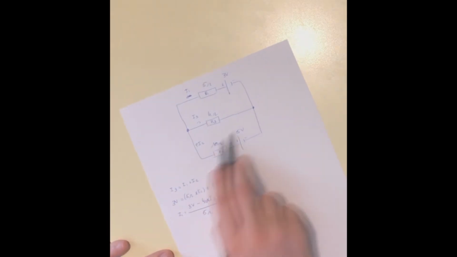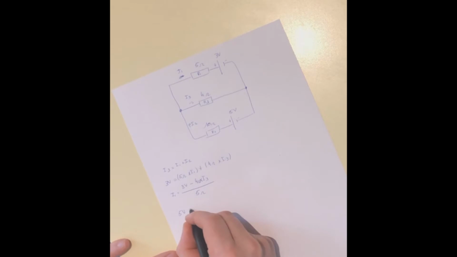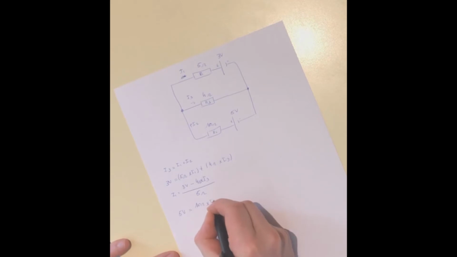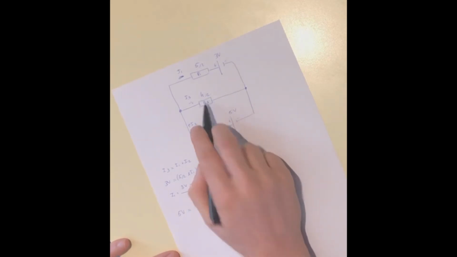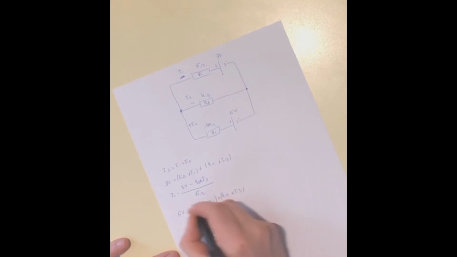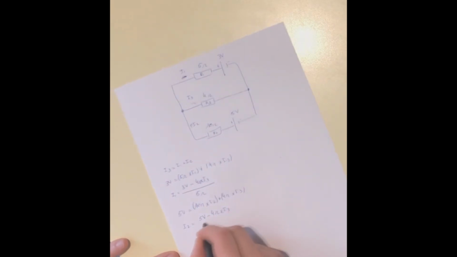We can do the same with this one. So 5 volts is equal to 10 ohms times I2, this voltage, plus this voltage 4 ohms times I3. Again, we do the same for I2. I2 is equal to the voltage of the source, which is 5 volts, minus this voltage drop, 4 ohms times I3, divided by R2 or 10 ohms.